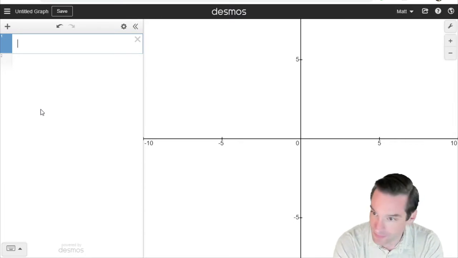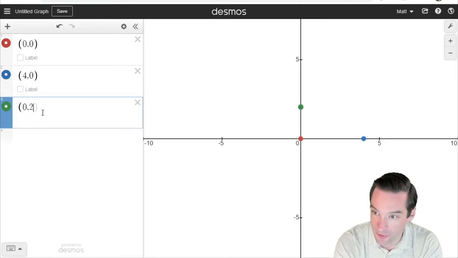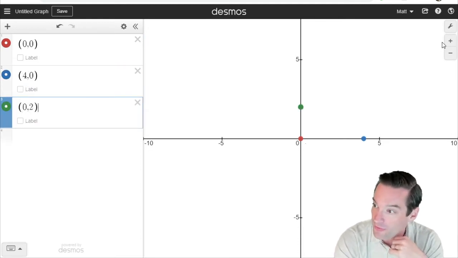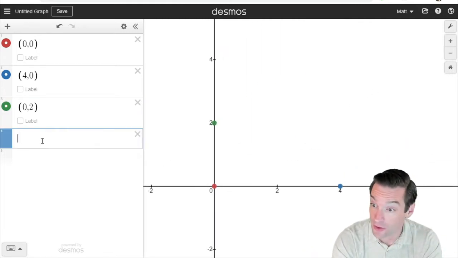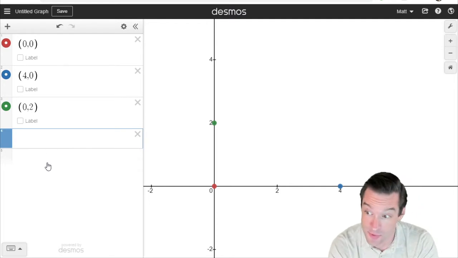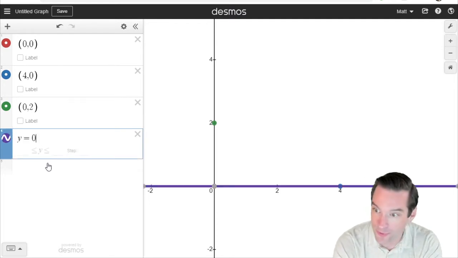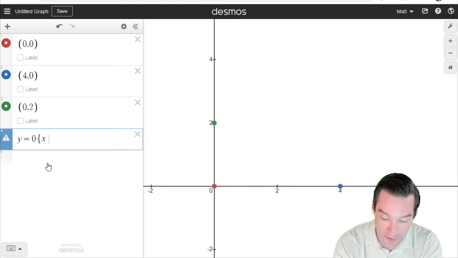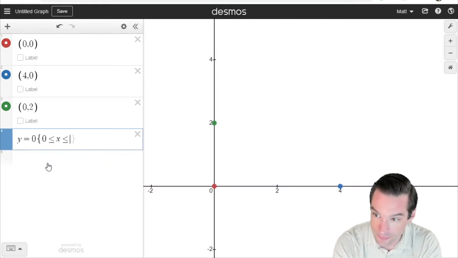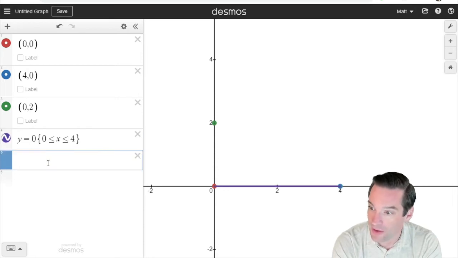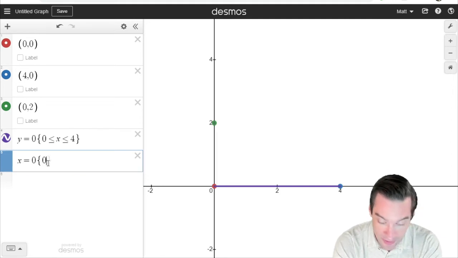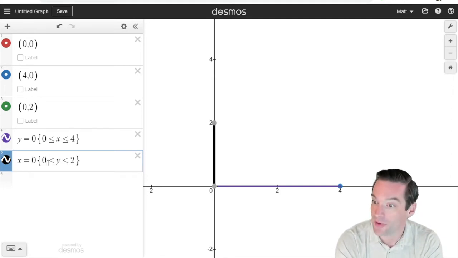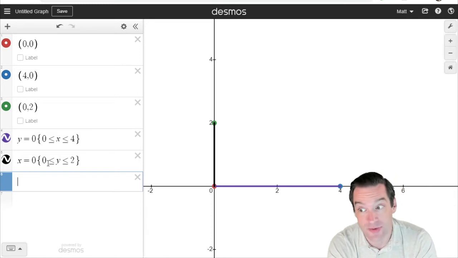Let's write the vertices out here: (0, 0), (4, 0), and (0, 2). So there's my three vertices of this triangle. Evidently, two of the sides of this triangle are going to be right on the x and y axes, respectively. So one side is going to be y equals 0, that's the x-axis, and x is going to range from 0 to 4. And the vertical side along the y-axis is going to be x equals 0, with y ranging from 0 to 2. So there's those sides, and of course the interesting side is the diagonal side.